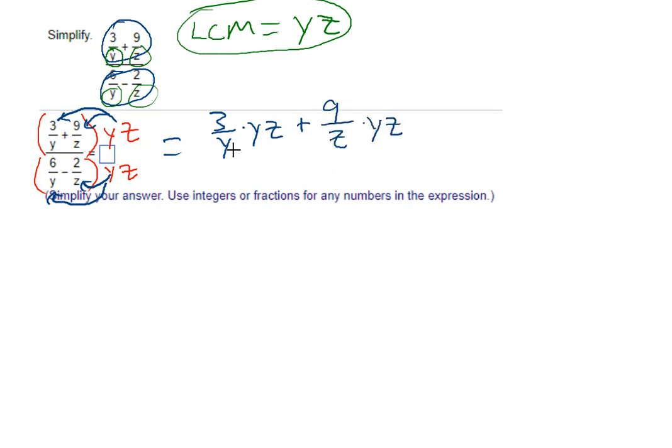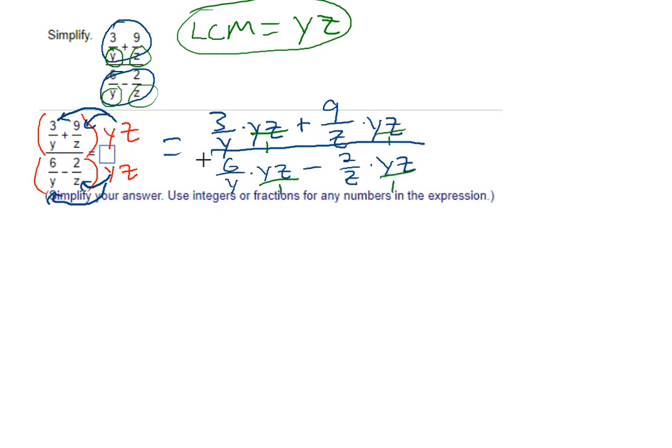All right, so that's what we end up with on top. On the bottom, we're going to have 6 over y times yz minus 2 over z times yz. Right? So the LCM gets multiplied to every term on both the top and the bottom of the big fraction. And you can think of these as being over 1 if you want to line it up with the fraction a little bit better.